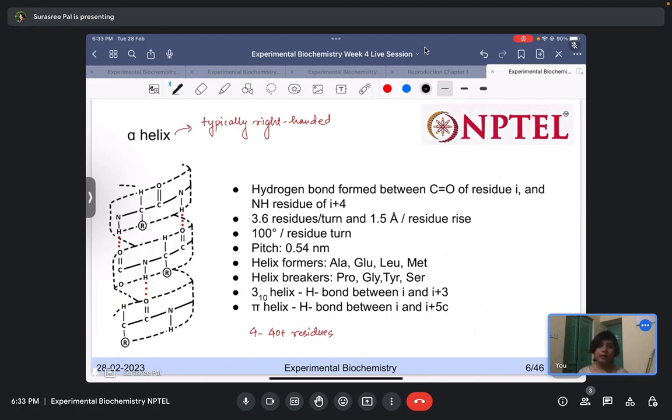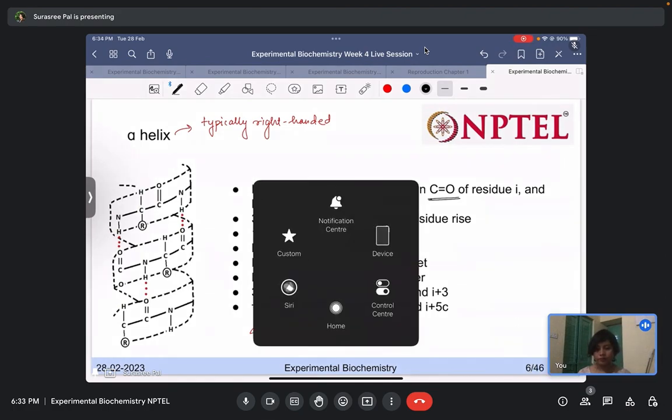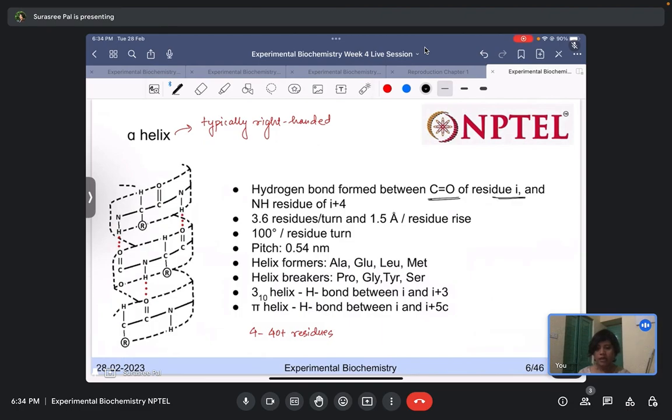Alpha helix, I told you that it is typically right-handed. Left-handed helices are rare. Now, an alpha helix is formed by the formation of a hydrogen bond between the CO, that is the O of the carboxyl group, of residue I, and the NH of residue I plus 4.